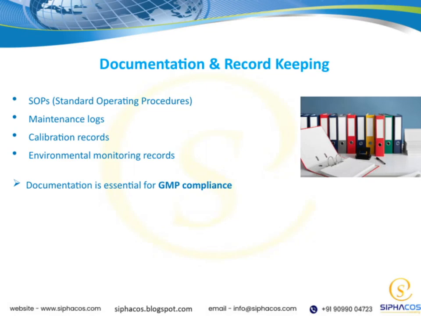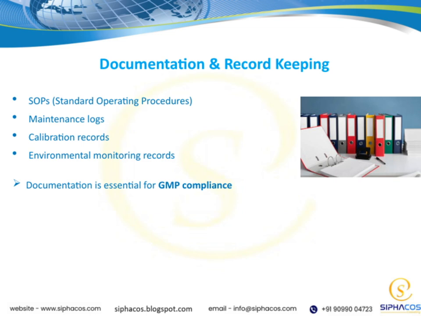This is a crucial aspect of maintaining control and ensuring quality in our processes. First, we have SOPs, or Standard Operating Procedures. These are detailed, written instructions that describe how to perform specific tasks consistently and correctly. They serve as a foundation for GMP compliance because they help ensure everyone follows the same practices.